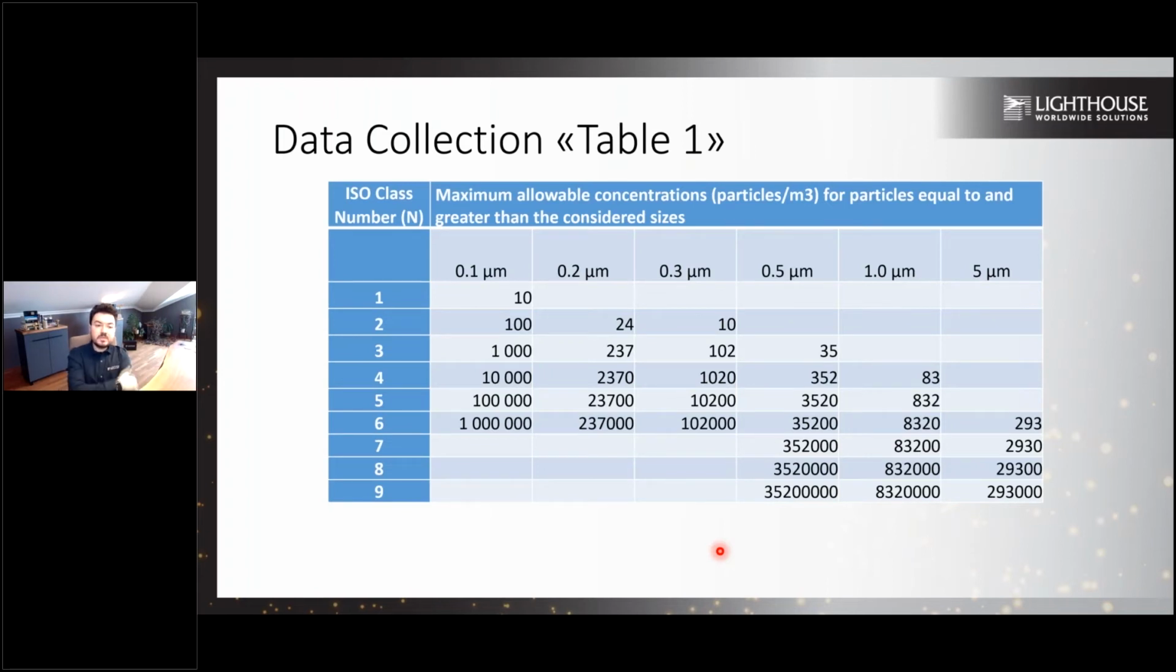Keep in mind, when we say ISO class 5, 0.5 micron, 3520, this doesn't mean a number of particles as a size of 0.5 micron. This is 0.5 micron, equal and larger to. So when you consider 832 1 micron particles, that's already included in these 3520 particles. That's why the table gives the size equal and larger to the considered parameter.